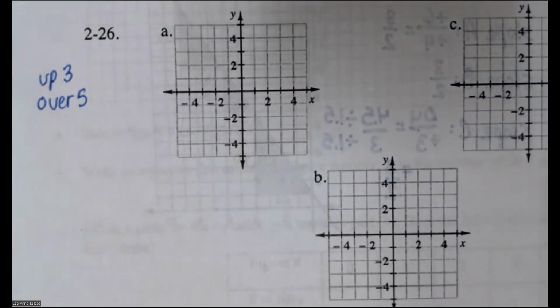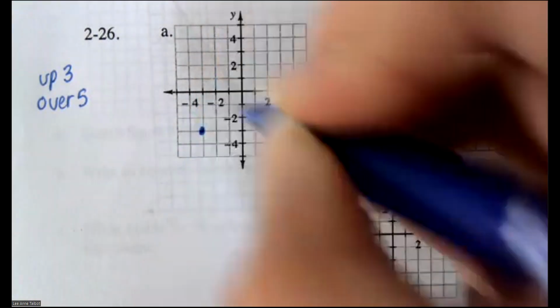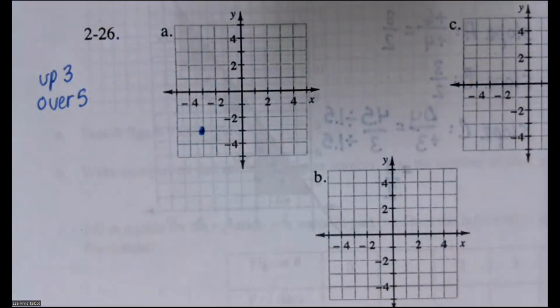So up 3 over 5. Here's the thing they don't tell you. They don't tell you where to start. You got to pick a point. Just pick anywhere, anything you like. I'm just going to pick here. Try to pick something other than what I picked. Otherwise, you're cheating. No, I'm kidding.